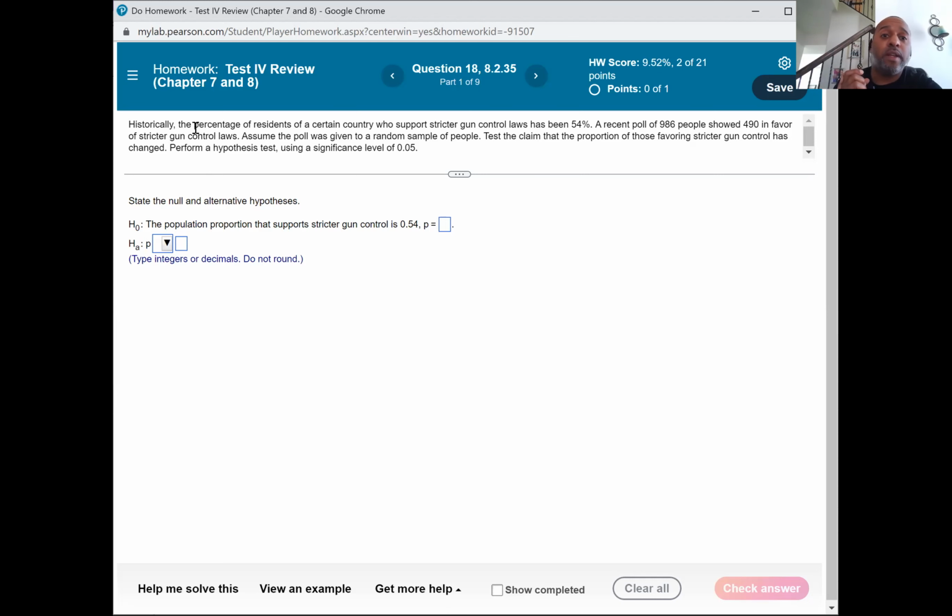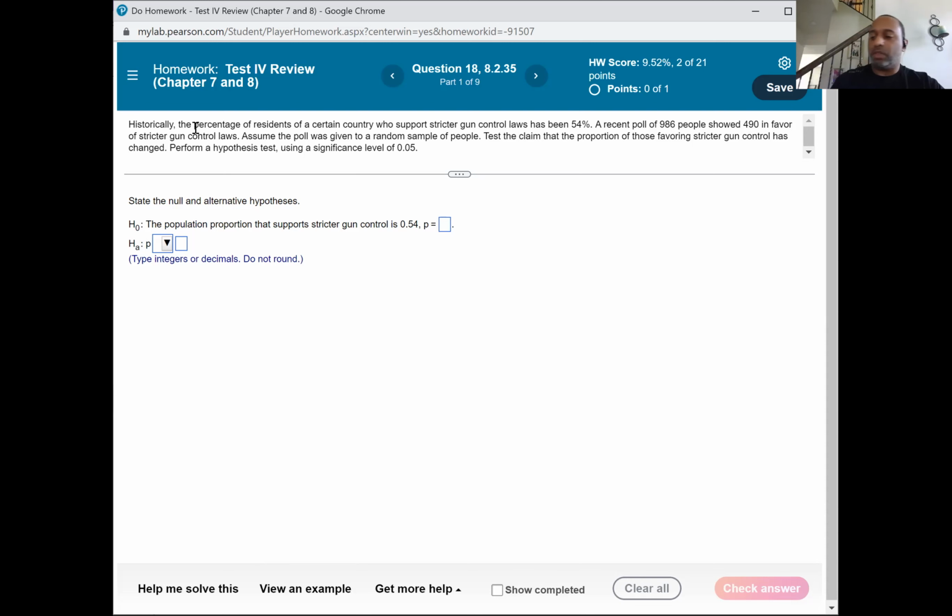Okay, so historically, the percentage of residents of a certain country who support stricter gun control laws has been 54%. A recent poll of 986 people showed that 490 were in favor of stricter gun control laws. But anyway, assume the poll was given to a random sample of people. Test the claim that the proportion of those favoring stricter gun control has changed. Perform a hypothesis test using a significance level of 0.05.